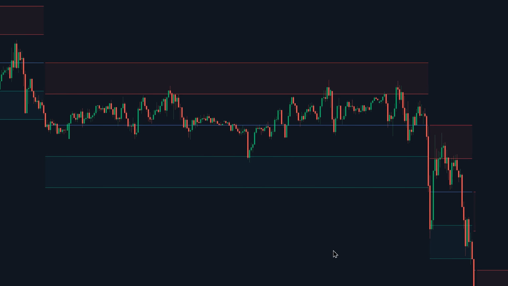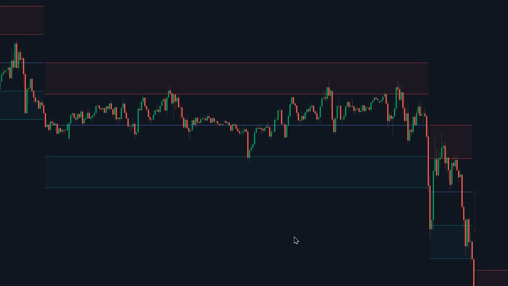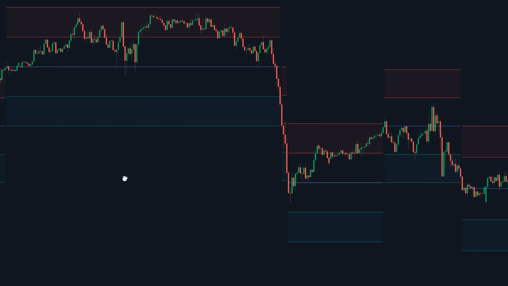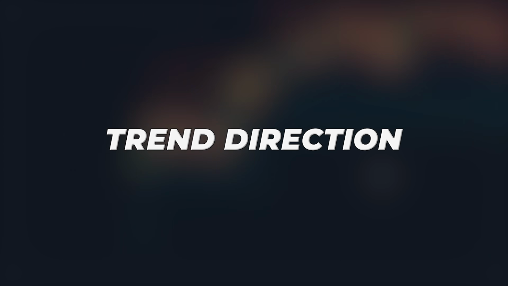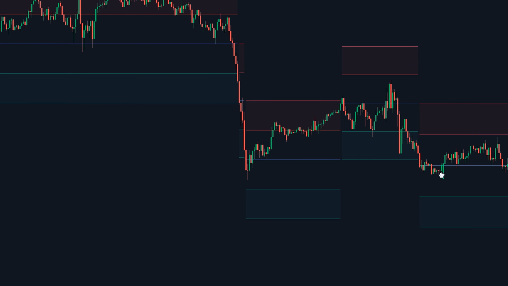Its primary objectives are, number one, to highlight support and resistance levels, which can act as boundaries where the price may reverse, and number two, it can also be used to determine the trend direction. And we're gonna go over how this indicator can do that in a bit. But for now, let's take a look at what this indicator is made of.